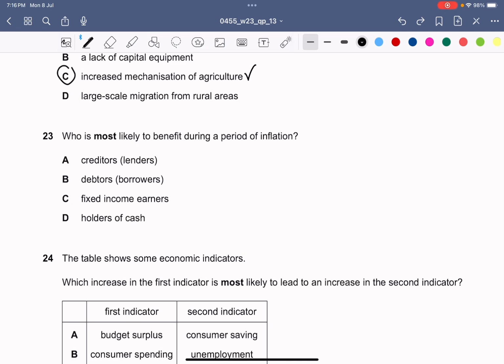Who is most likely to benefit during a period of inflation? So what results in inflation? Actually, it is a fall in the real value of money.